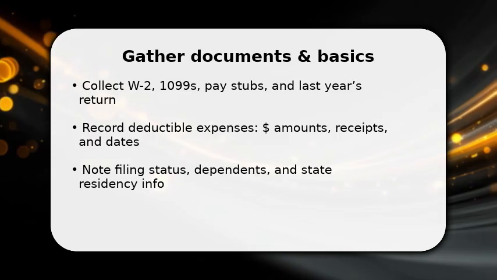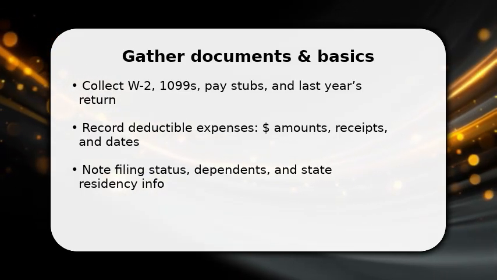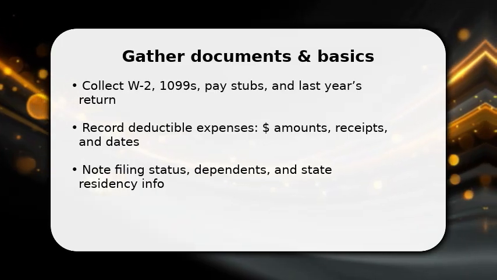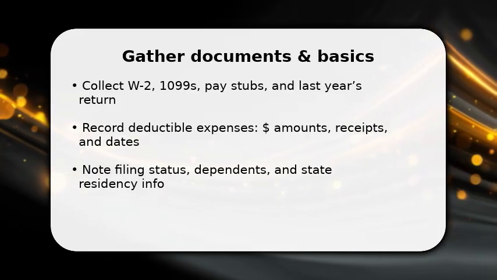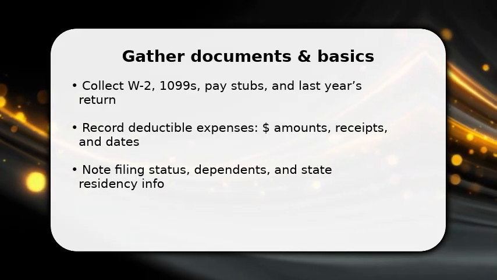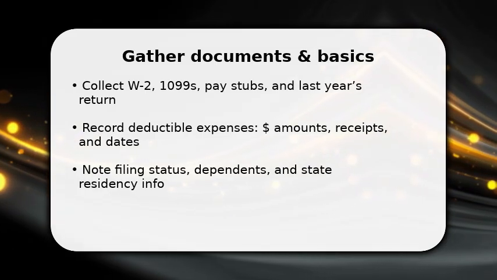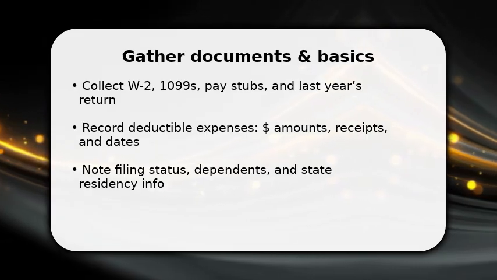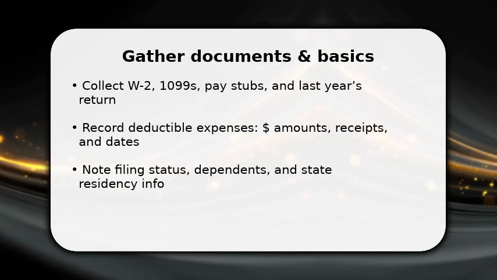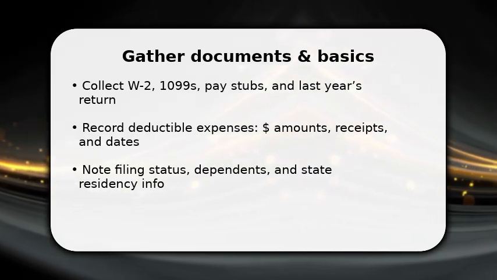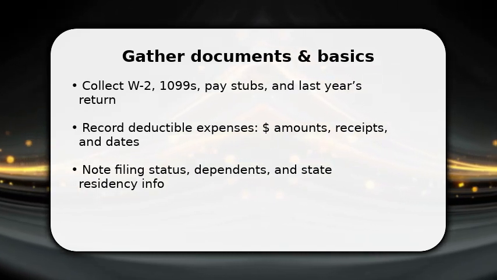You start by assembling income and ID documents so calculations are accurate. Use W-2s and 1099s to list each income source with amounts. Once done, tally deductible expenses and group receipts by category. This lowers taxable income. Make sure to confirm your filing status and dependents because those change standard deduction and tax brackets. Finally, enter state residency details to allocate state tax. These first inputs set the foundation for computing taxable income and selecting credits.